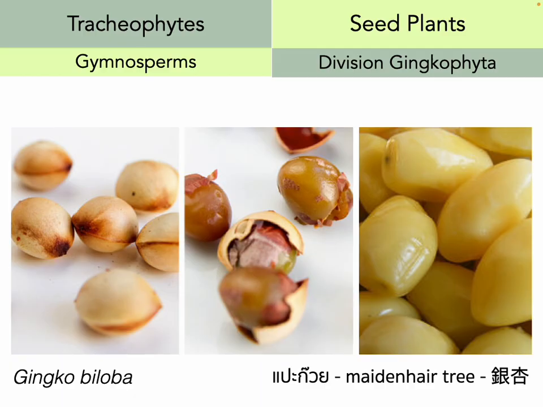Yeah, and it's a very small group. The whole division has just one species. Done. So this is a very easy group.